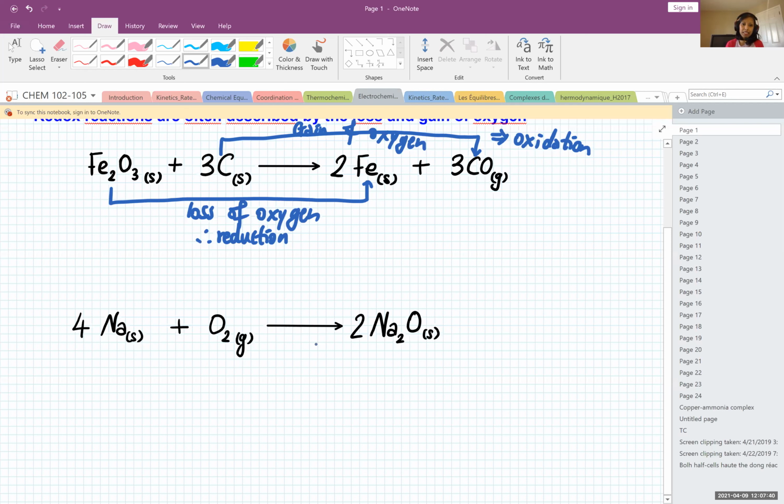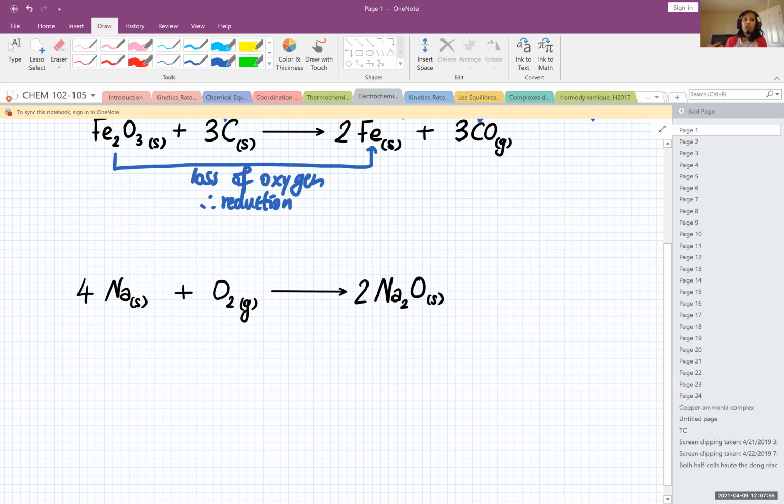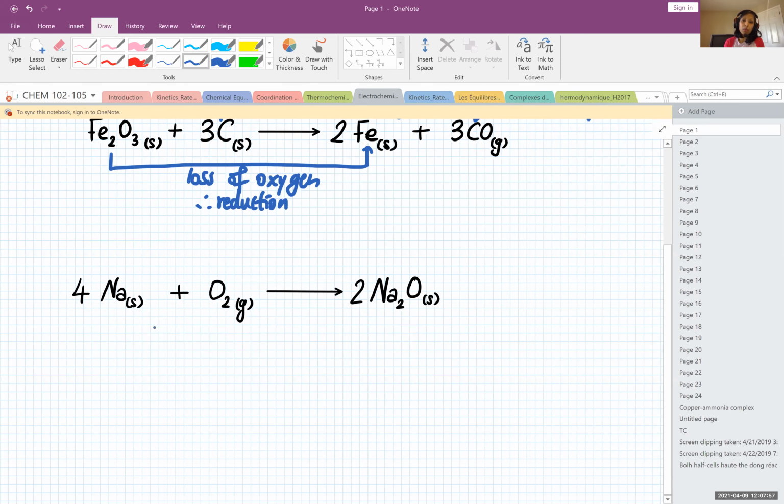So for reactions like these, where it's just weird to describe oxidation and reduction in terms of oxygen transfer, or other reactions where there's no oxygen involved at all, that doesn't mean they are not redox reactions. So how can we define them as redox reactions? We'll describe them as redox reactions through the transfer of electrons.